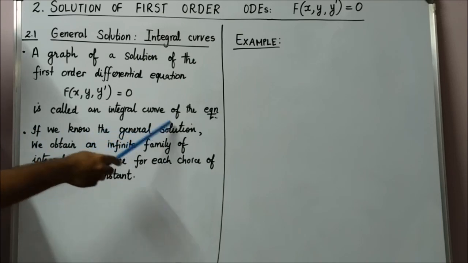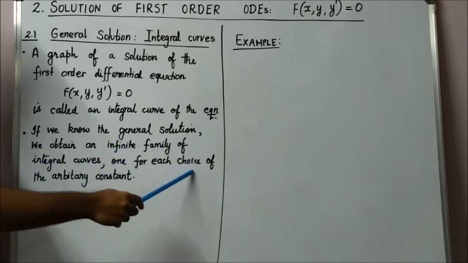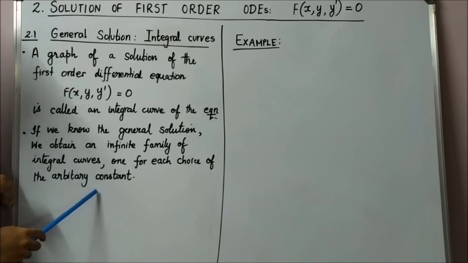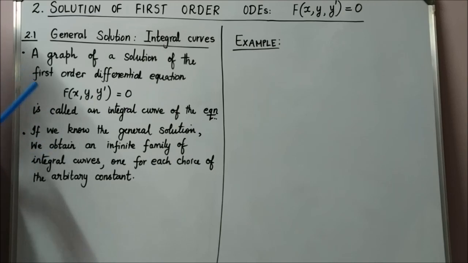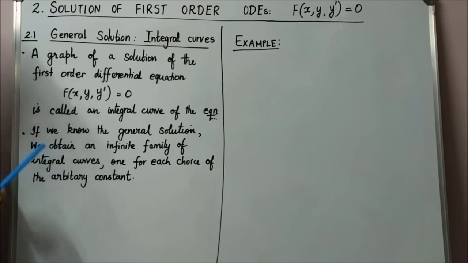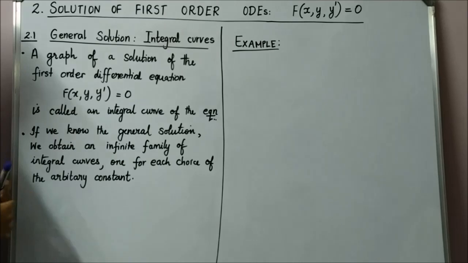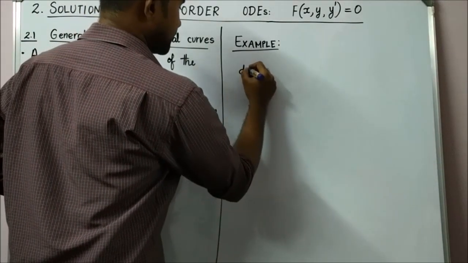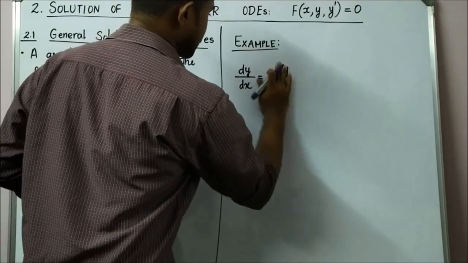If we know the general solution, we obtain an infinite family of integral curves, one for each choice of the arbitrary constant. So in fact, the general solution is made of not one curve, but a family of curves. And for each choice of the arbitrary constant, you get one integral curve. So let's take an example to understand the graphical picture of the general solution to a first order ODE. The example we'll take is dy by dx is equal to minus x by y.